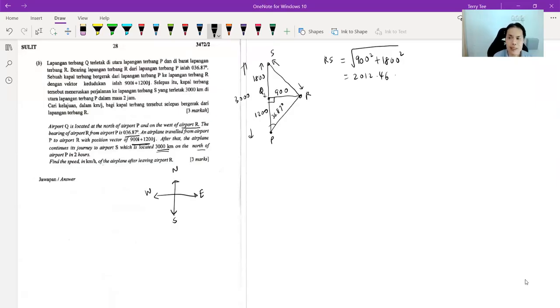And we're finding the speed. Remember, speed is distance divided by time, right? Your distance is 2012.46 kilometers. Your time is 2 hours. They travel from point R to S in 2 hours. So just take this and divide it. Actually, you can do it mentally: 1006.23, just divide by 2. But we don't need such an accurate answer. I think if you write 1006 kilometers per hour is good enough, right? That is your answer.